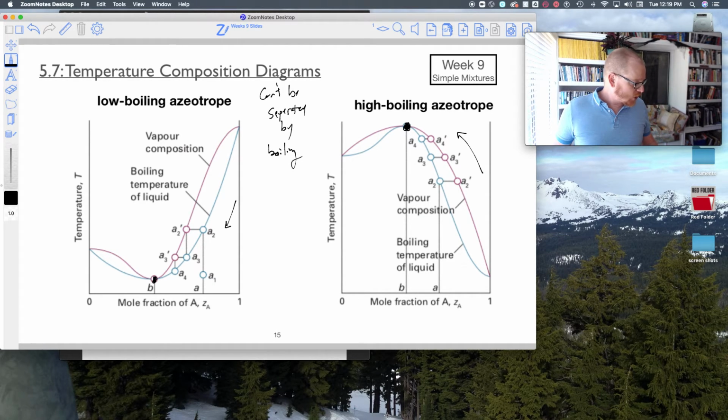Okay? So that's all that I really want to say about azeotropes. Just recognize they're two liquids that can't be separated by boiling, and that's because they have this point on their temperature composition diagram where the vapor composition and the liquid composition is the same. And that prevents you from being able to separate these.